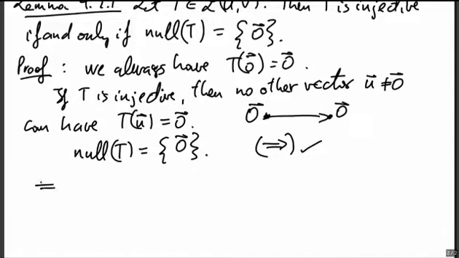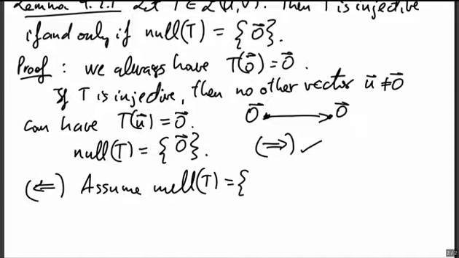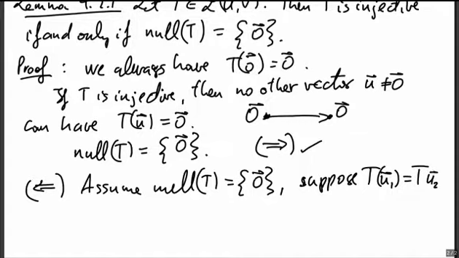Now let's try the other direction. That means we assume the null space of T equals the set of the 0 vector. And then we suppose that we have two vectors u1 and u2 going to the same place under T. That means the image of u1, Tu1, is the same as the image of u2, Tu2. So suppose this is true for some vectors u1, u2 from the vector space U.